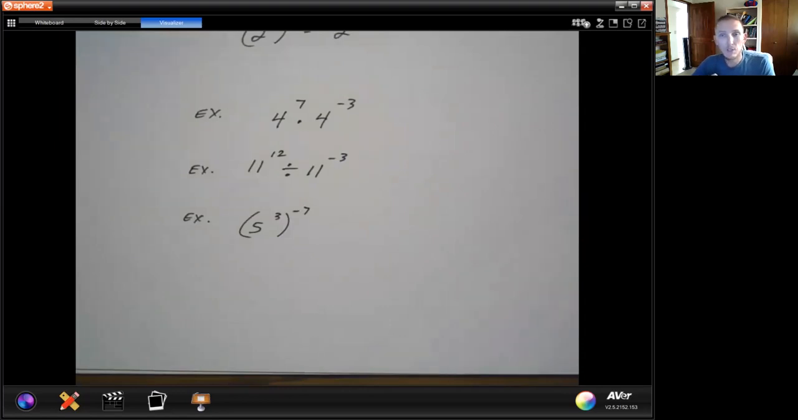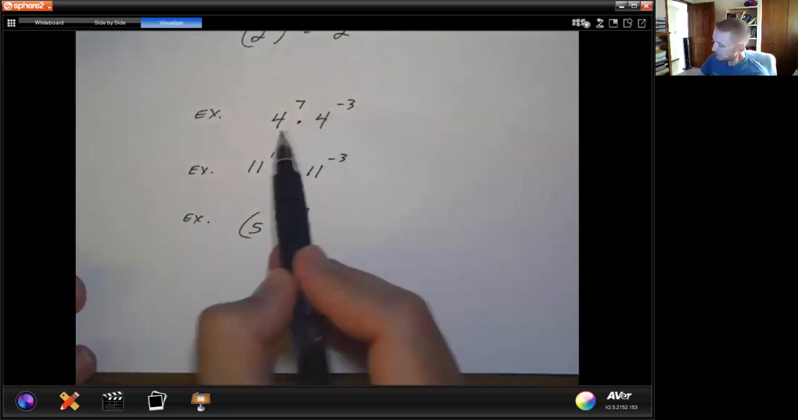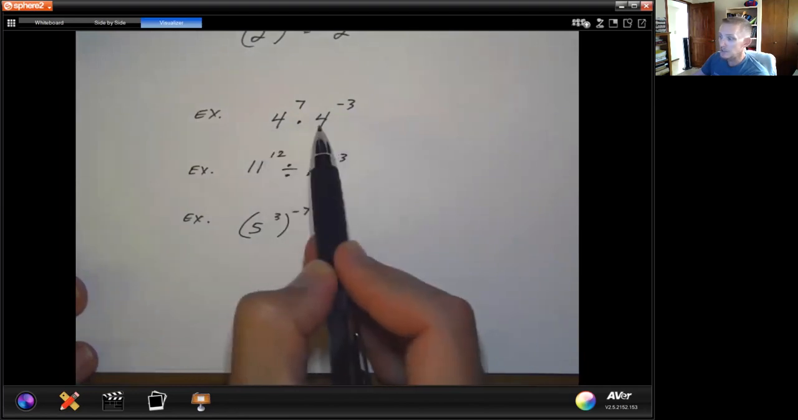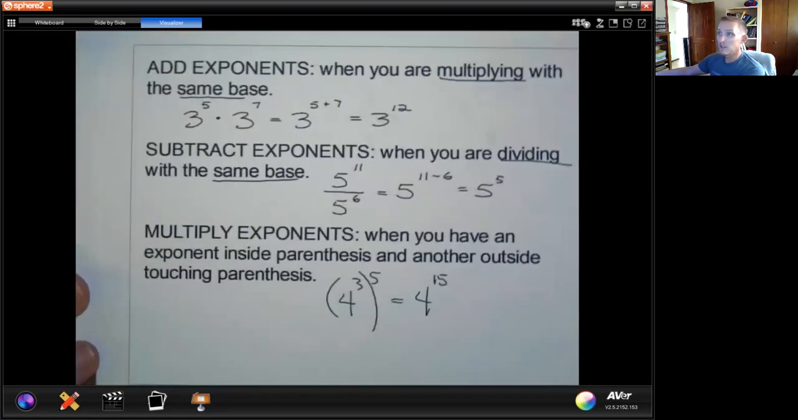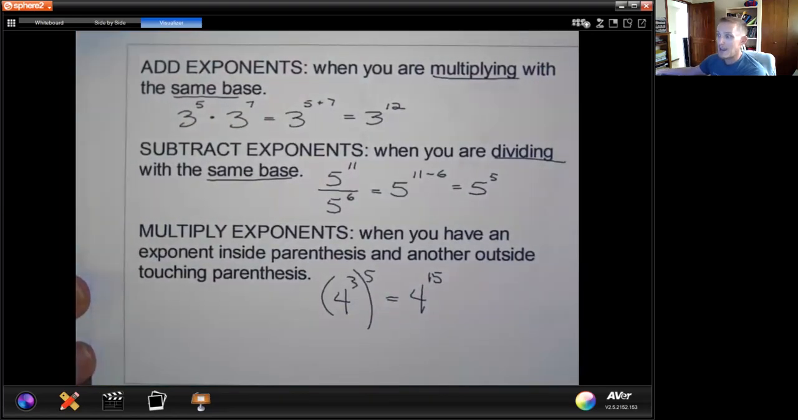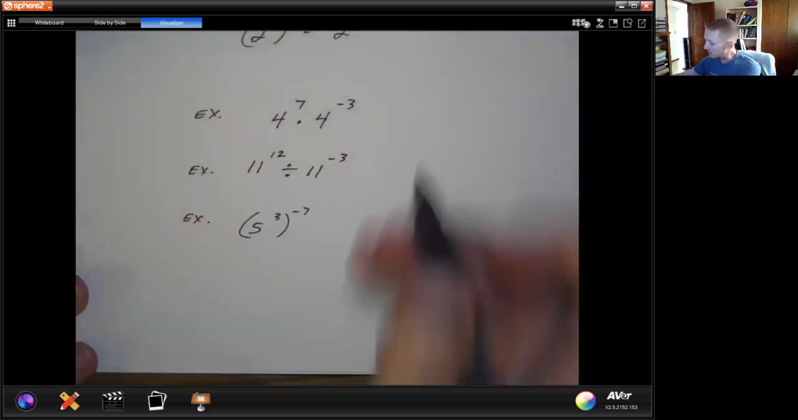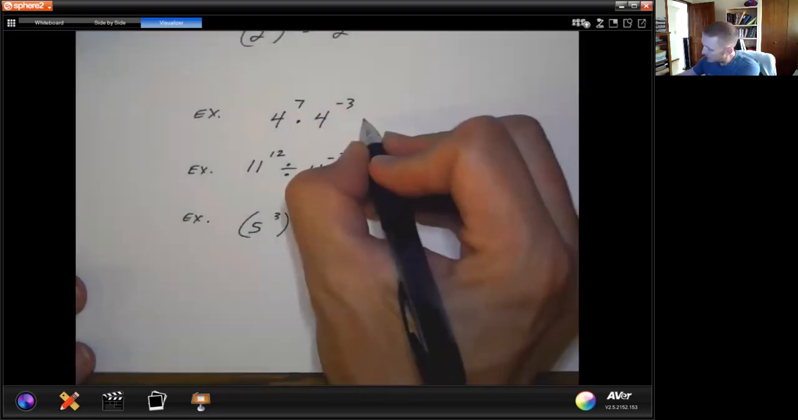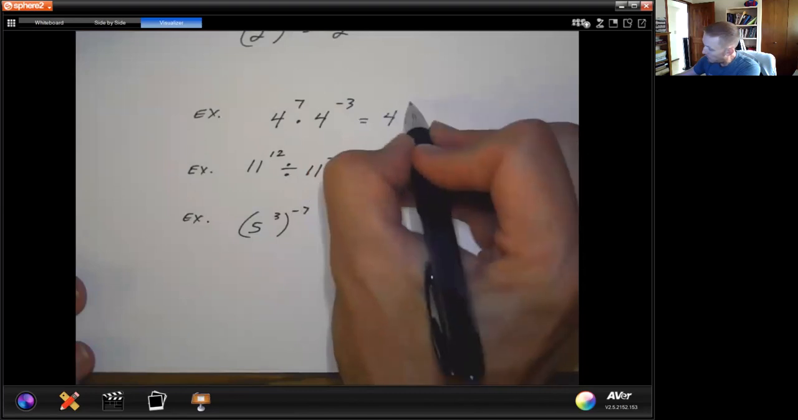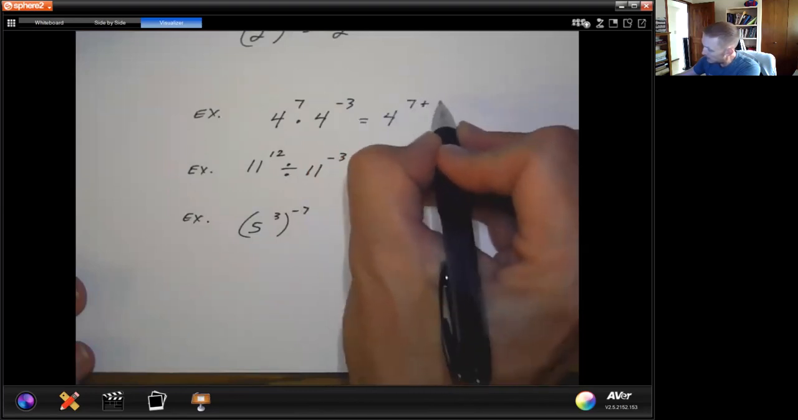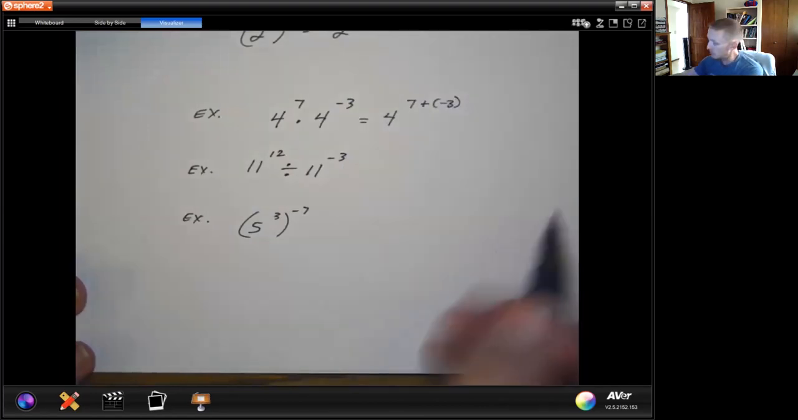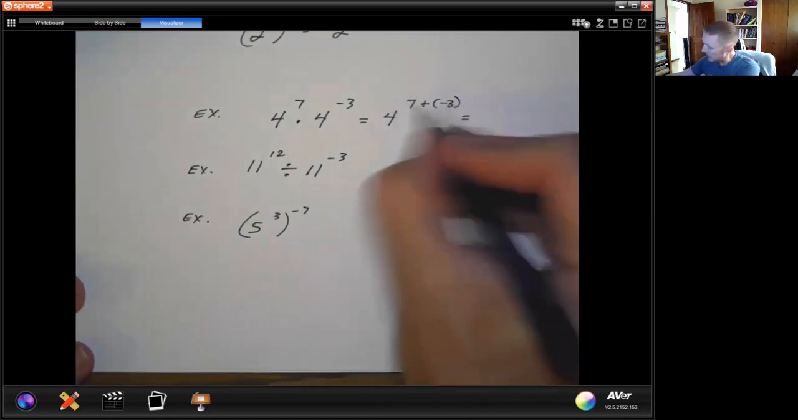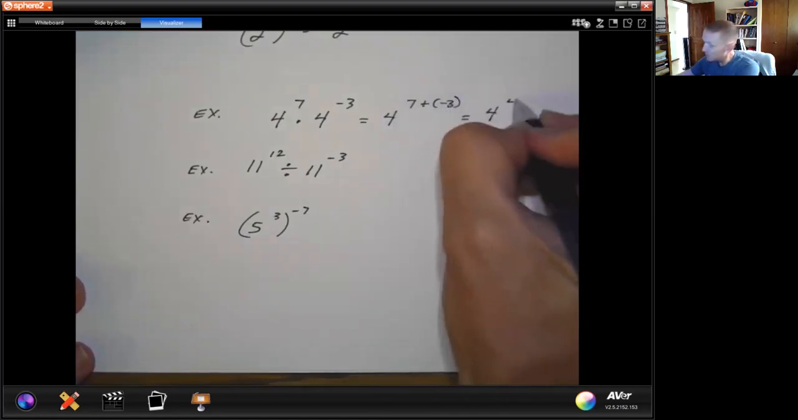Now that we're back, let's take a look at these 3 examples. This problem here is same base, and we're multiplying. Now remember your rules. Your rules said if they're the same base and we're multiplying, we add exponents. But this is going to be tricky because of integer rules. So this is going to become 4 to the 7 plus a negative 3. So I'm adding those exponents, but one of the exponents happened to be negative. Now remember our integer rules. These are different sign. So this becomes 4 to the 4th power.